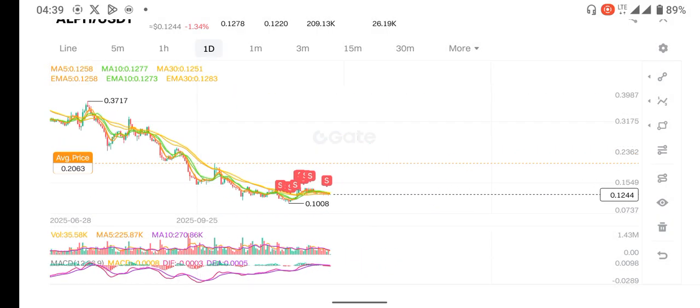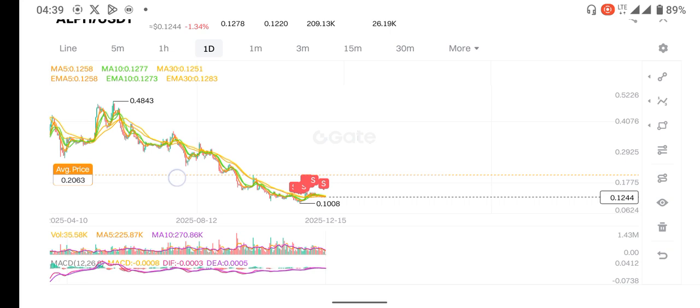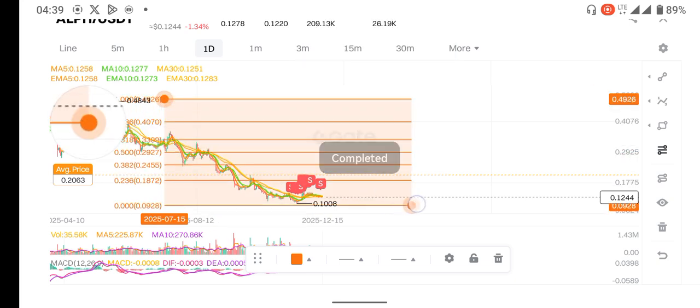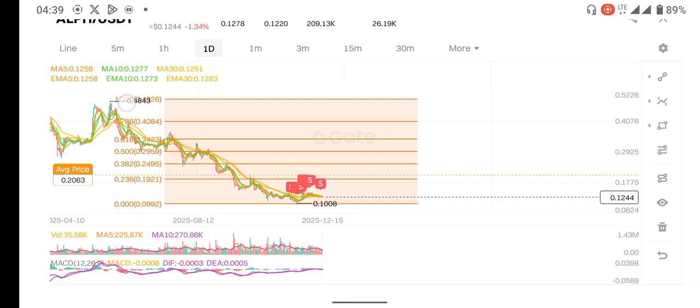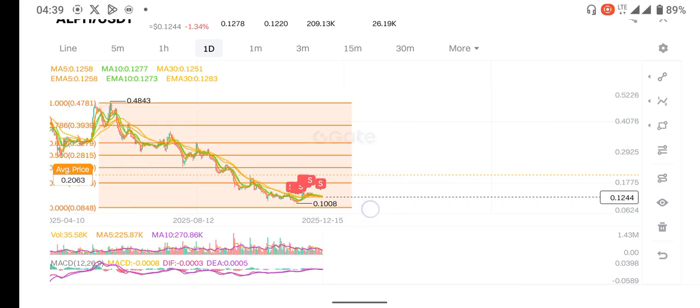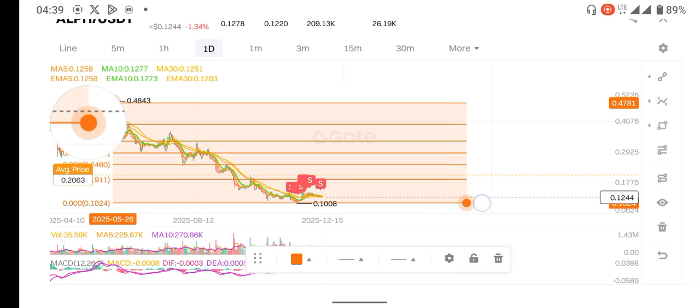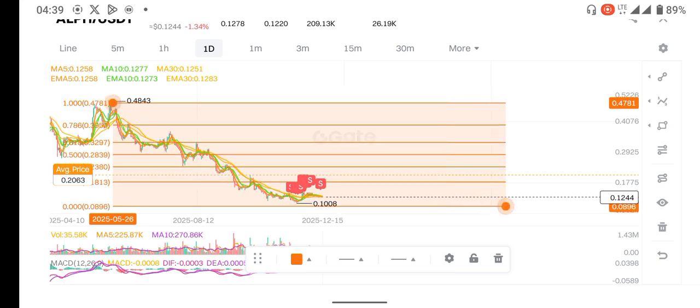So if we want to take our Fibonacci retracement, let's look for a higher point, 0.48. Let's just take 0.48 for trade. Sorry, I have to be quiet to get a higher level of precision. So at 78.6%, we're expecting the price to reverse to 0.3950, and at 61.8%, we're expecting the price to reverse to 0.3297. At 100%, we're expecting the price to reverse to 0.4781.